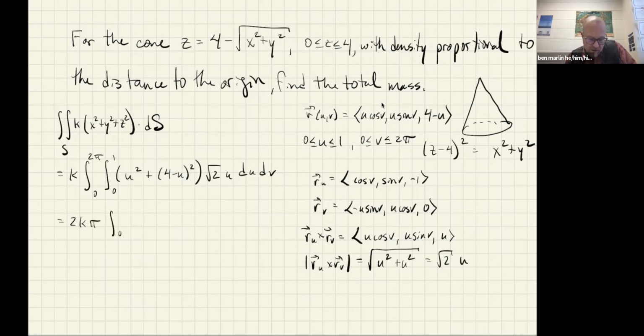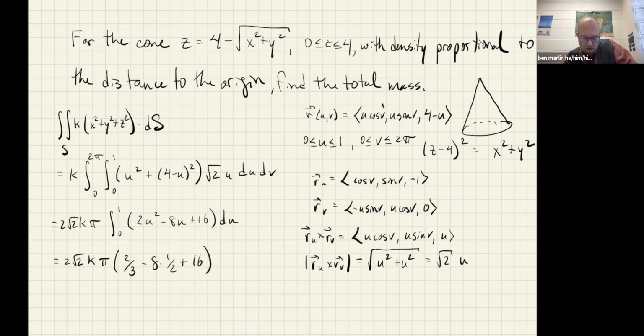And then we have to integrate 0 to 1. Oh, so 4 minus u when you square it we end up with a 2u squared, and then a minus 8u and a plus 16. Oh, and I just noticed we can also have this be 2 square roots of 2. I can just jam that out to the front as well. All right, so 2 square roots of 2k pi. And we are integrating 0 to 1 again, and it's just a polynomial. So we can say 2 times 1/3 minus 8 times 1/2 plus 16 times 1.